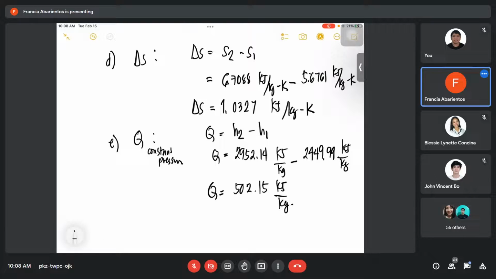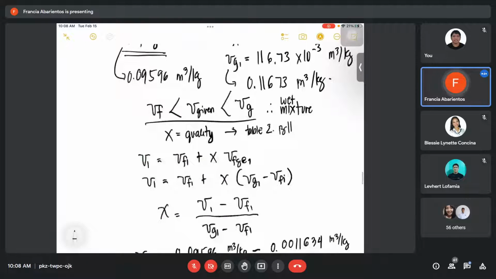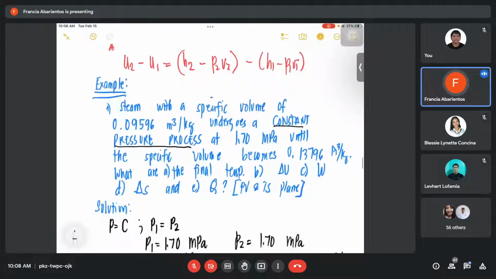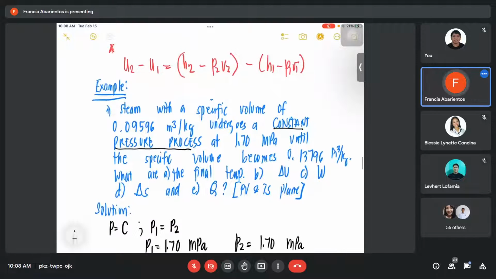Naintindihan ba, class? Baka hindi nyo naintindihan. Okay, class, naintindihan po ba? Wala na po bang question, class? So, ganun po, class, sa constant pressure. Isa pa lang po to, class. This is the constant pressure. Okay? Constant pressure process. Okay?